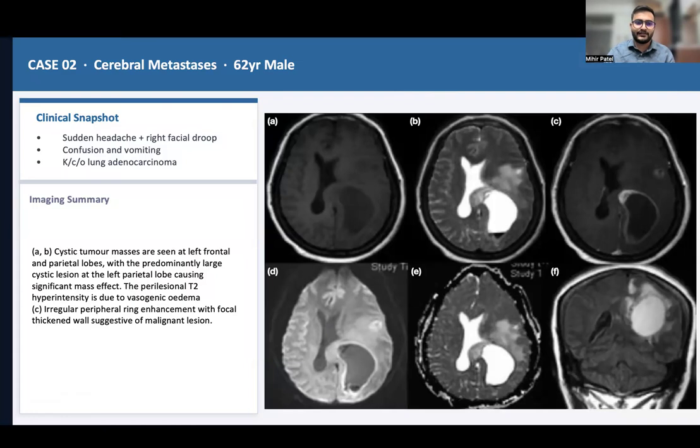Second is cerebral metastasis. A 62-year-old male presented with sudden headache, right facial drooping, confusion, and vomiting, and the patient was a known case of lung adenocarcinoma. Image summary shows cystic tumor masses at the left frontal and parietal lobes, with a predominantly large cystic lesion at the left parietal lobe causing significant mass effect. The perilesional T2 hyperintensity was due to vasogenic edema.